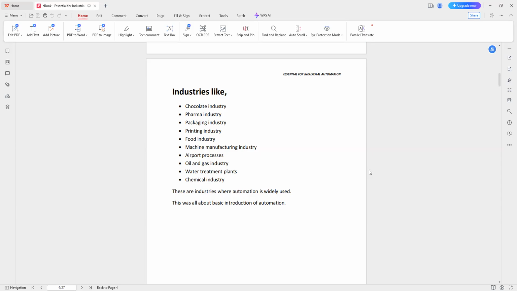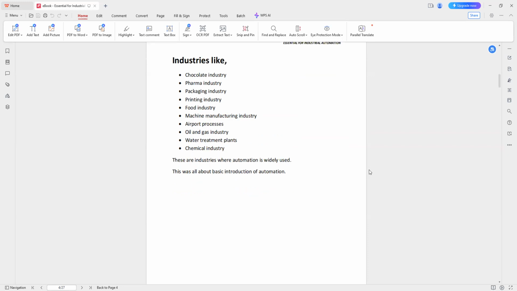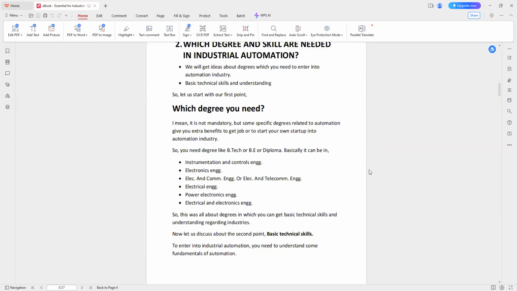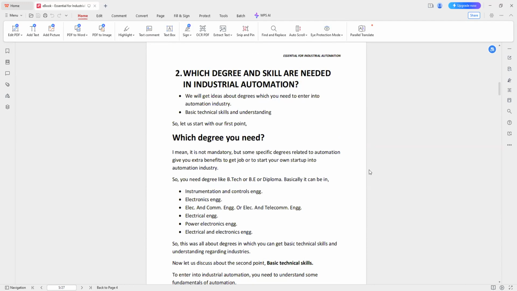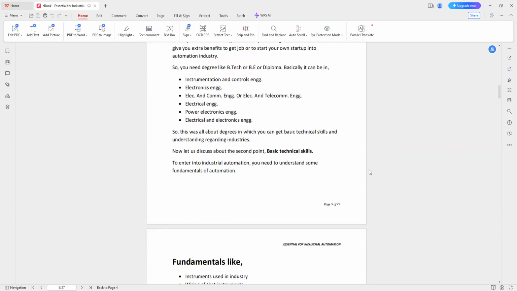In the water filtration plants, generally Siemens and L&T PLCs are used. Then the last one is the chemical plant. So these kinds of industries use our industrial products very extensively, right? So now, which degree is required? There is no need to discuss which degree is required because you are already aware, right?